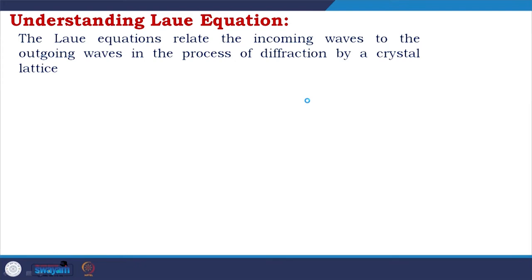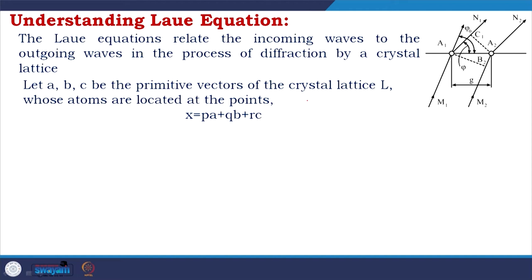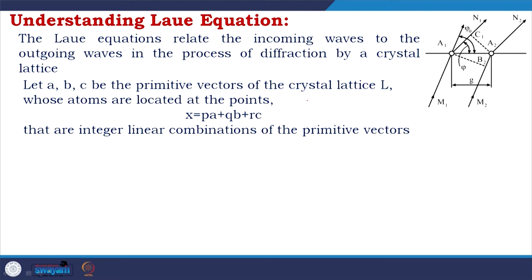The Laue equation relates the incoming waves to the outgoing waves in the process of diffraction by a crystal lattice. So, if you look at this picture, consider a, b, c to be the primitive vectors of the crystal lattice L. This is the crystal lattice we are considering, where a, b, c are the primitive vectors. The atoms would be located at any point x equal to pa plus qb plus rc. These are integer linear combinations of the primitive vectors.